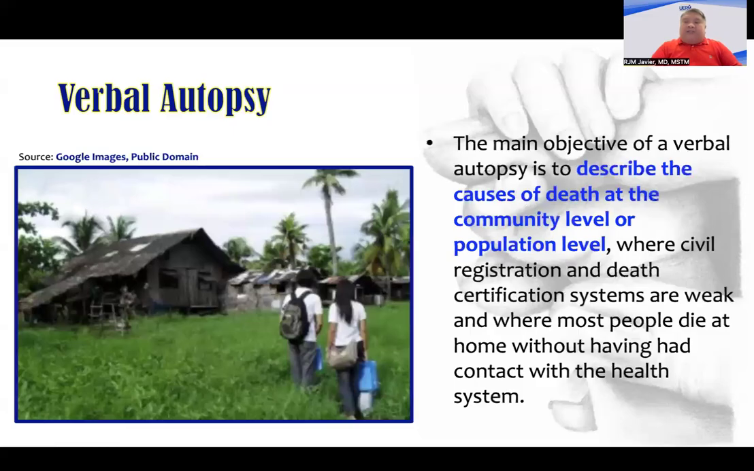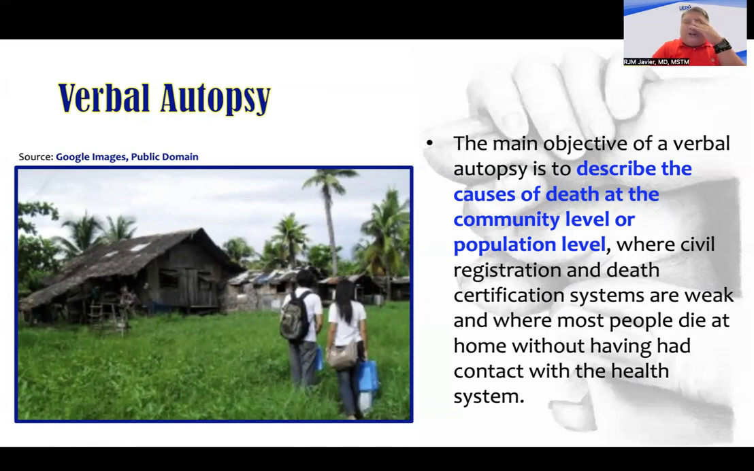So the main objective of a verbal autopsy is to describe the causes of death at the community level or population level where civil registration death certification systems unfortunately are weak or where most people die at home without having had contact with the health system.